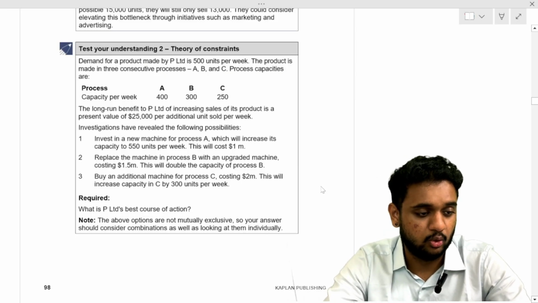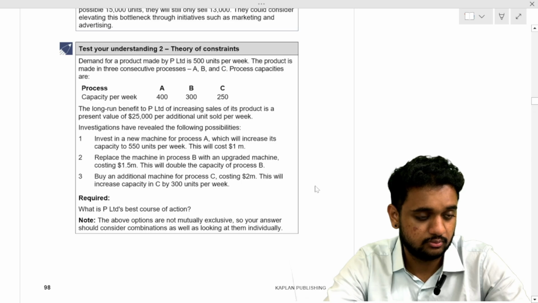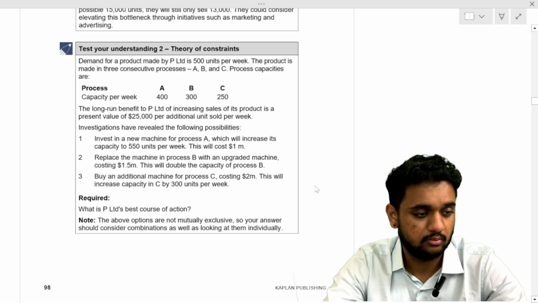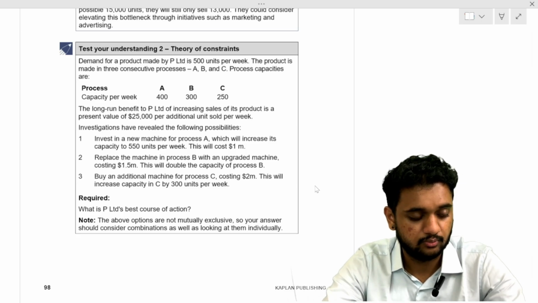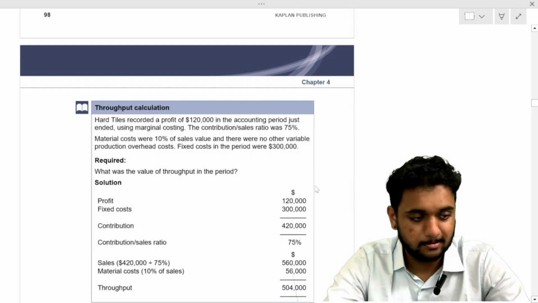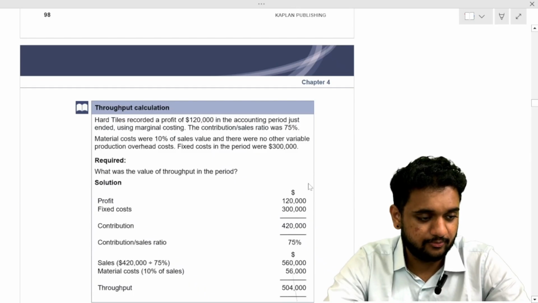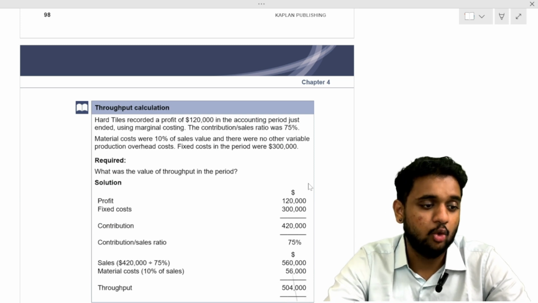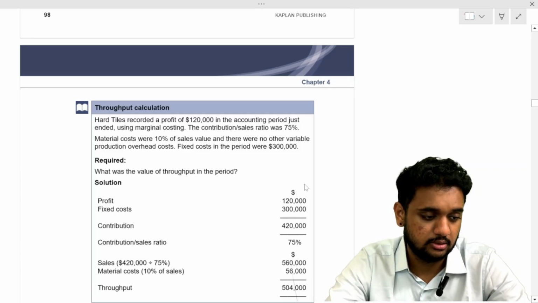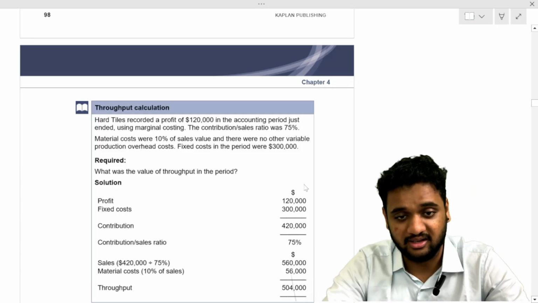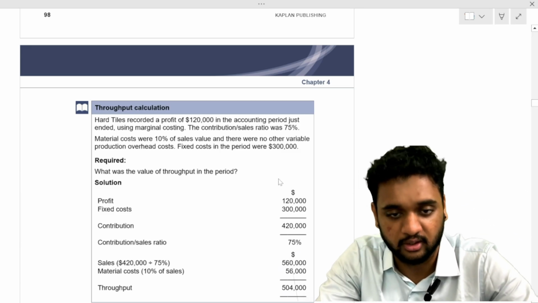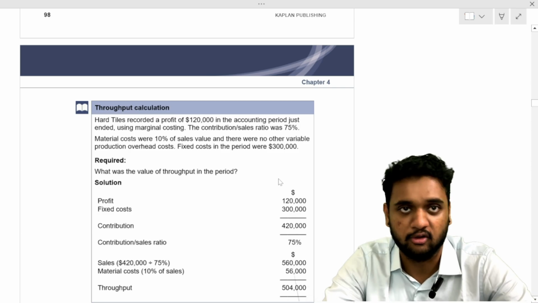Come to test your understanding question number 2. After you go home, just mark what is being taught in class. There are a lot of concepts in specialist cost management and we can't go through everything. Whatever we studied will be given in a bigger form.